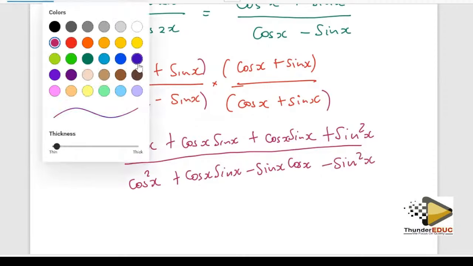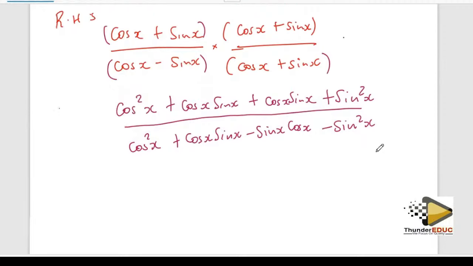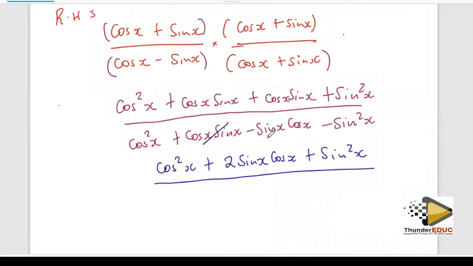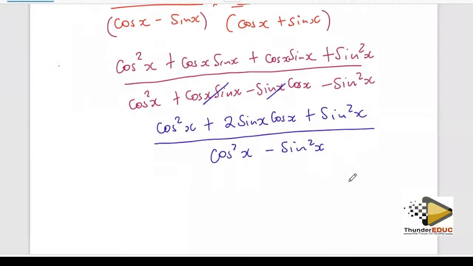Okay, now it's time for me to simplify. From the top part, I can see a cos squared x, so this and this is going to give me 2 sine x cos x, and then I have my sine squared x. Over, this is going to cancel that, and I'll be left with cos squared x minus sine squared x. Then we know from our identities that cos squared and sine squared must give us a 1.